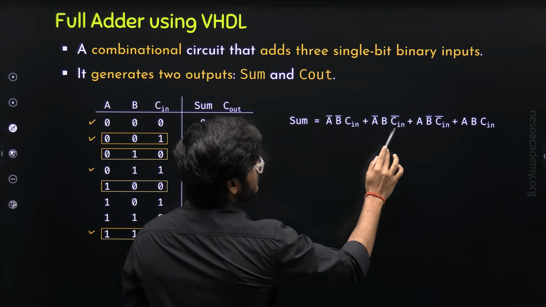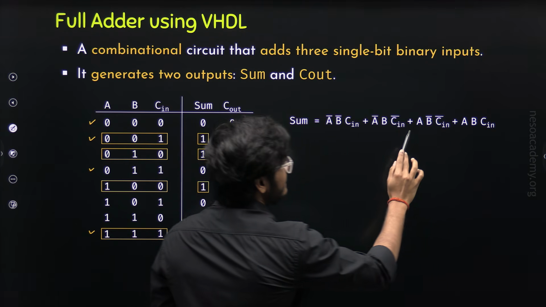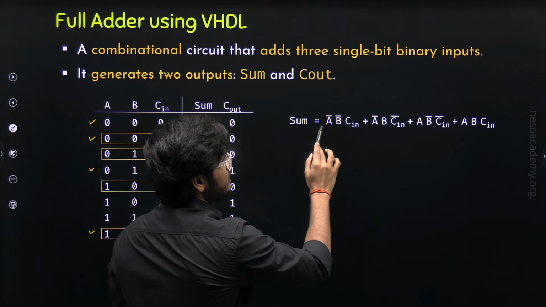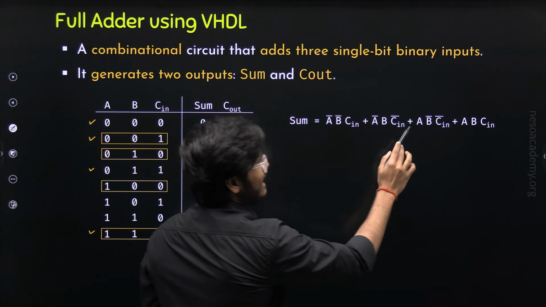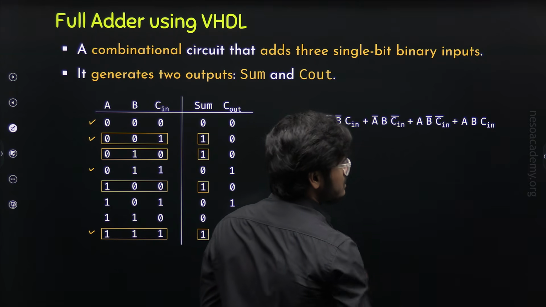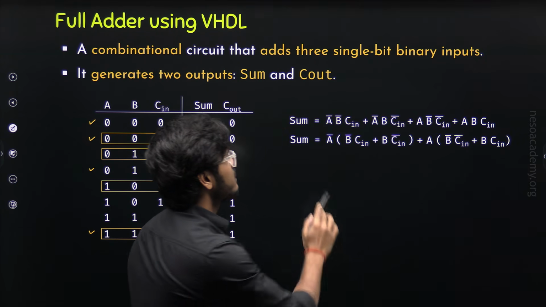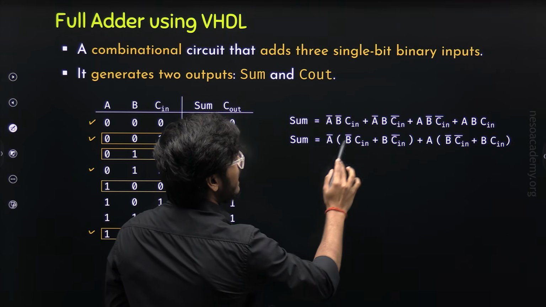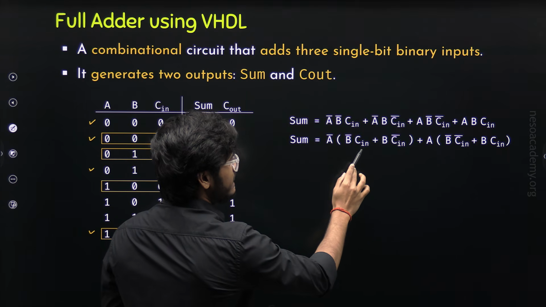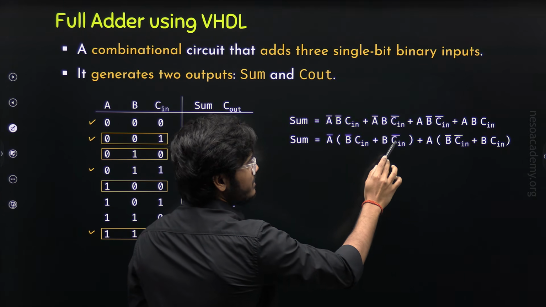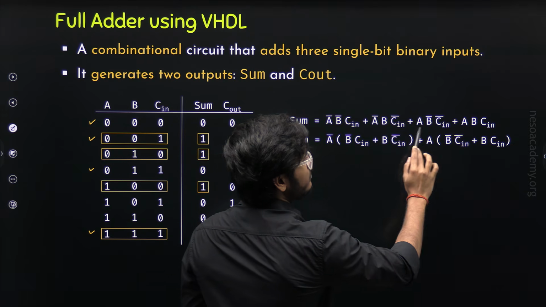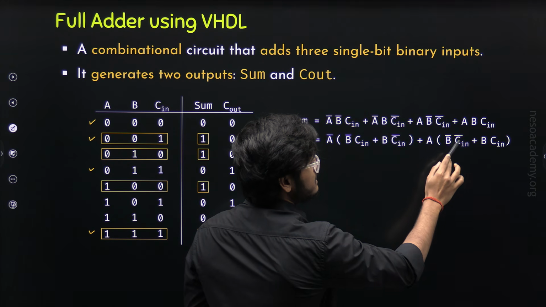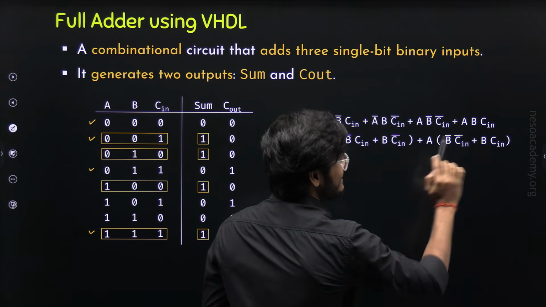Now, in the first two terms, A complement is common, and in the last two terms, A is common. So, we will take A complement common from the first two terms and A common from the last two terms. Therefore, we will have this expression: A complement common from the first two terms, and we are left with B complement Cin, or B Cin complement, or A is common from the last two terms, so A, and we are left with B complement Cin complement, or B Cin.